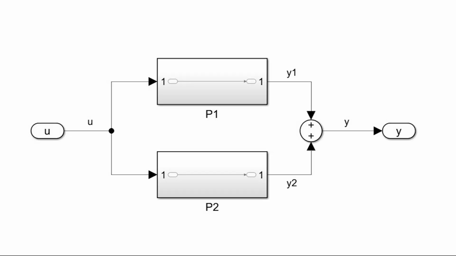First, let's take a look at it. As you can see, the first input isn't changed before going into either system, so U equals both U1 and U2. But the final output is the combination of both systems' outputs, so Y equals Y1 plus Y2.